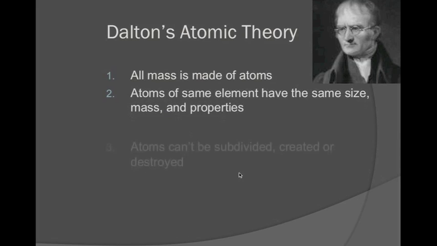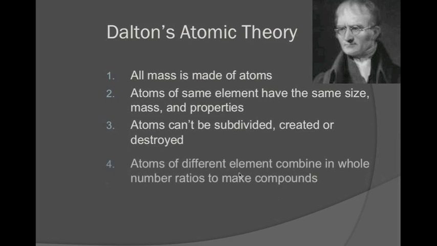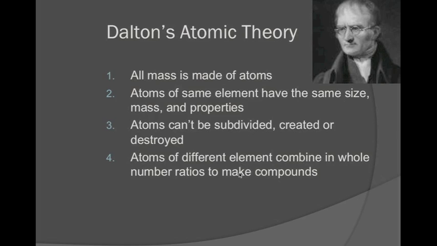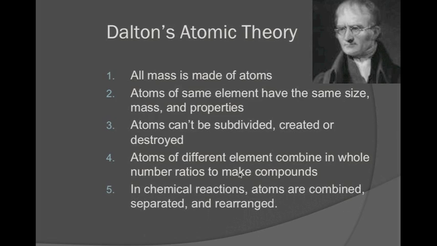Now, moving on, we'll talk about Dalton's atomic theory, and we really need to know some of the similarities and differences in this, the main things that he did. Remember that Dalton was famous just because he was the first person to produce an atomic theory and think this way. Now, he said that all mass is made of atoms, and that atoms of the same element have the same size, mass, and properties, and that atoms cannot be subdivided, created, or destroyed, and atoms of different elements combine in whole number ratios to make compounds.